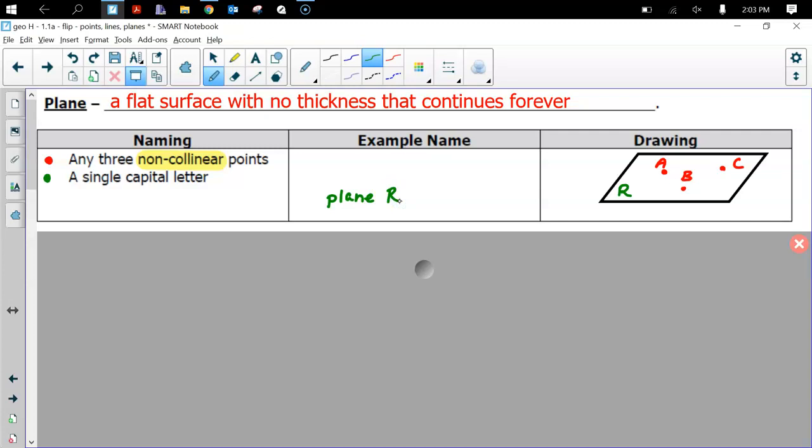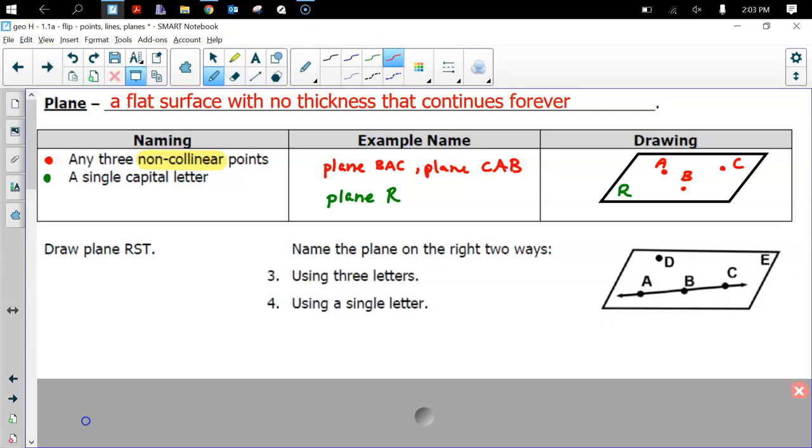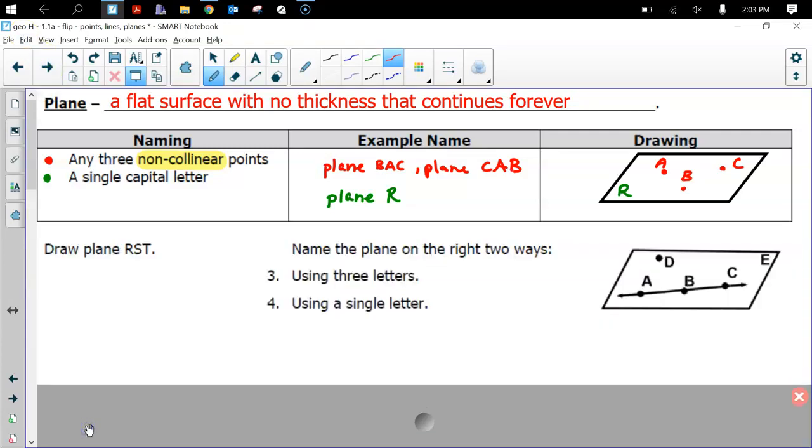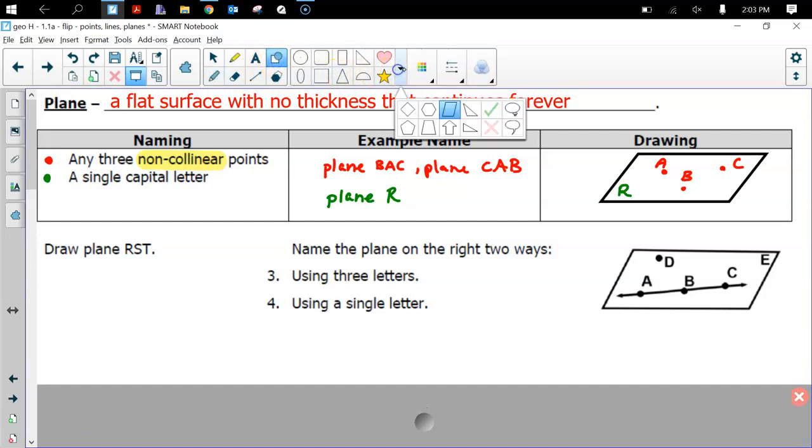There you go. There's no symbol for plane. If we use it with the 3 letters, we would call it plane. The order of the letters doesn't matter. I usually go alphabetical, but whatever. You can call it plane BAC. You can call it plane CAB. Just remember you're using points. Points are capitalized. And so any permutation of those 3 letters would be fine. Any arrangement of those 3 letters would be fine. All right. Draw plane RST. Well, draw yourself a parallelogram.